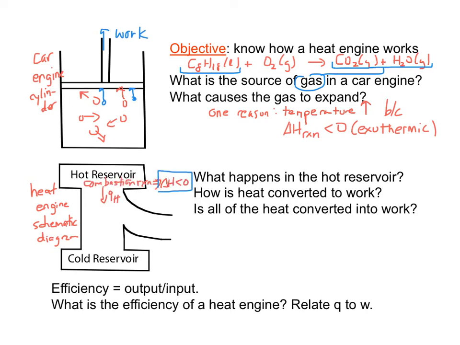Heat is converted to work when the gases expand and push against the piston. Not all of the heat is converted to work because gas molecules move in random directions. In other words, not all the gas molecules push against the piston. And the efficiency of an internal combustion engine is only around 20%.